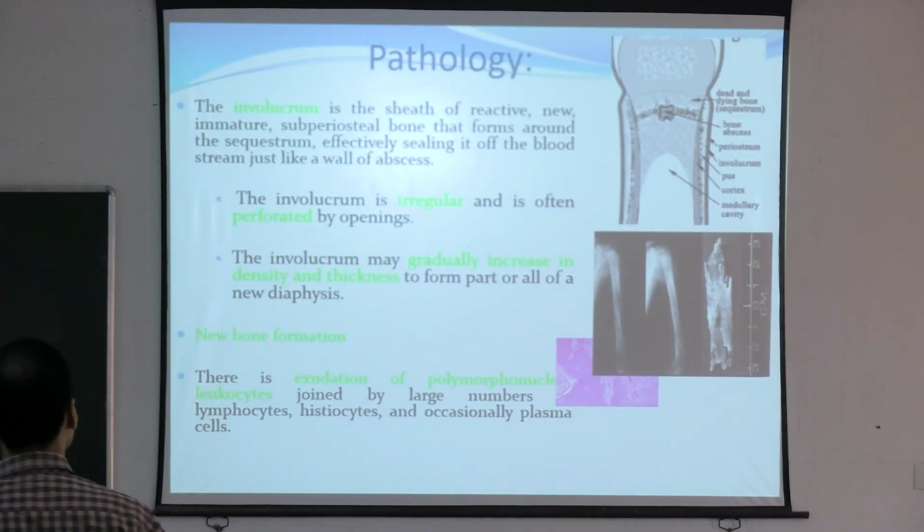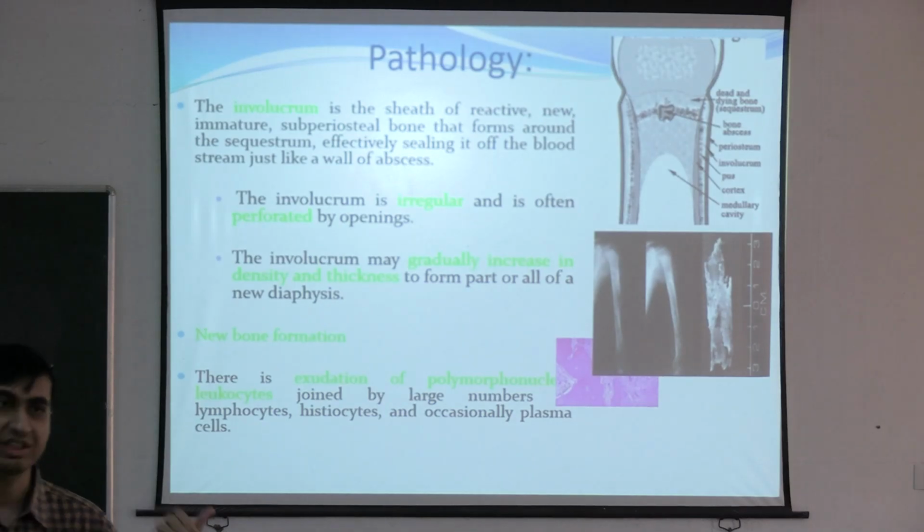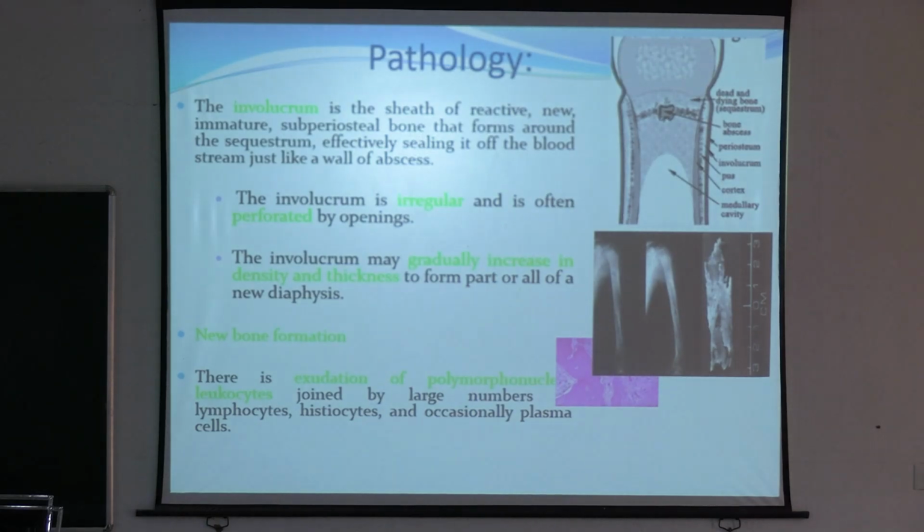If you write that, 5 out of 5. So let's go to the pathology of involucrum. Now sequestrum is done. What is involucrum? Involucrum is the sheet of reactive new immature subperiosteal bone that forms around the sequestrum, effectively sealing it from the bloodstream just like a wall of abscess. The involucrum is irregular and is often perforated by openings. Involucrum may gradually increase in density and thickness. It is the body's mechanism of forming new bone, and there is exudation of polymorphonuclear leukocytes. These are again theoretical, solely for your theory exam.